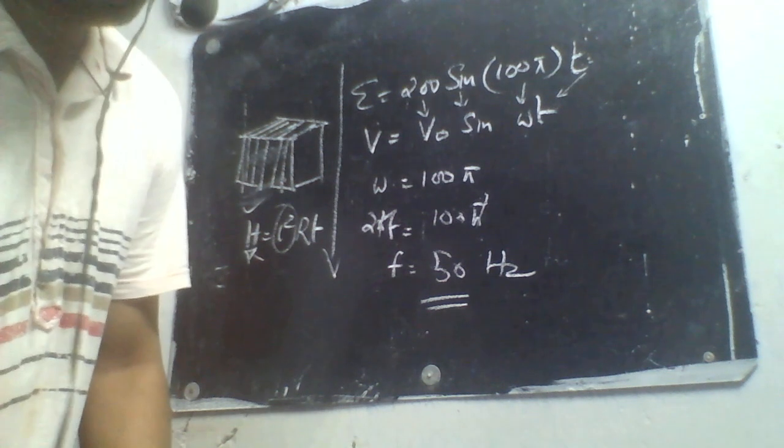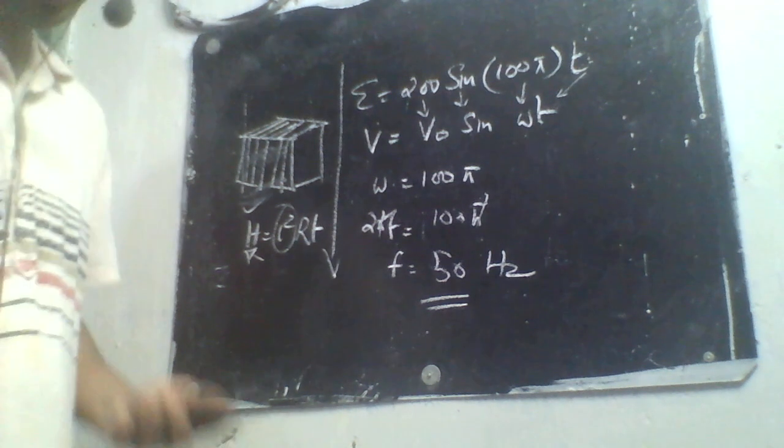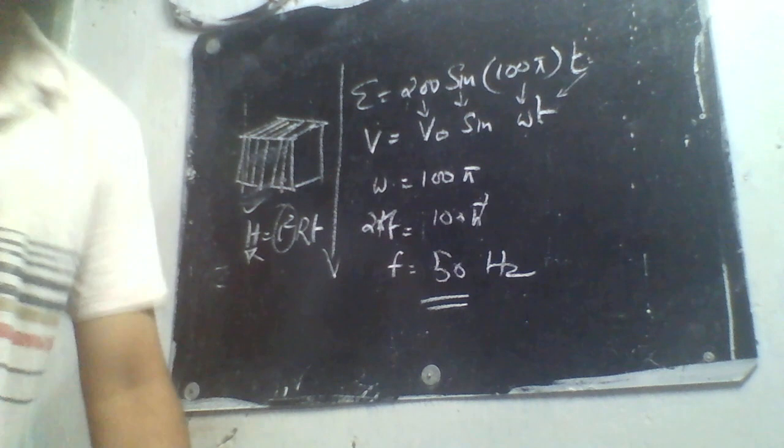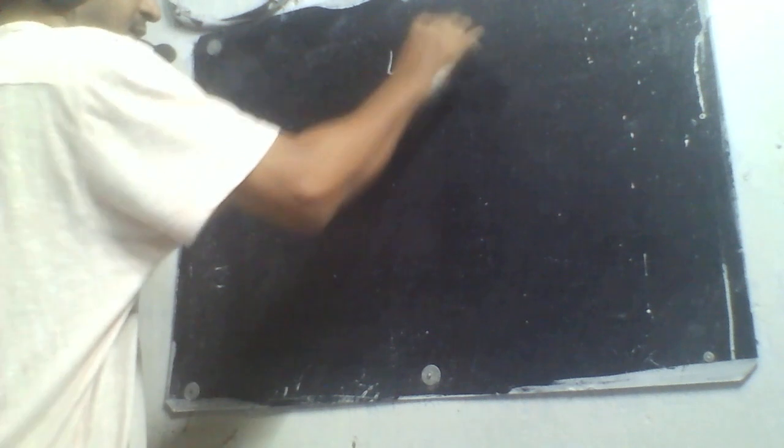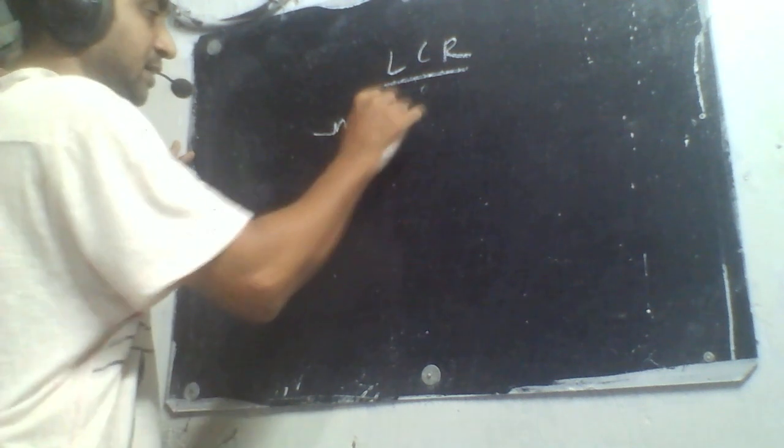And question number 49, an RL circuit is given. See, normally we learned about LCR. You can either have an LC circuit, CR circuit, or RL circuit. So in the specimen paper, one RL circuit is there. In an RL circuit, there is one resistor and one inductor only.